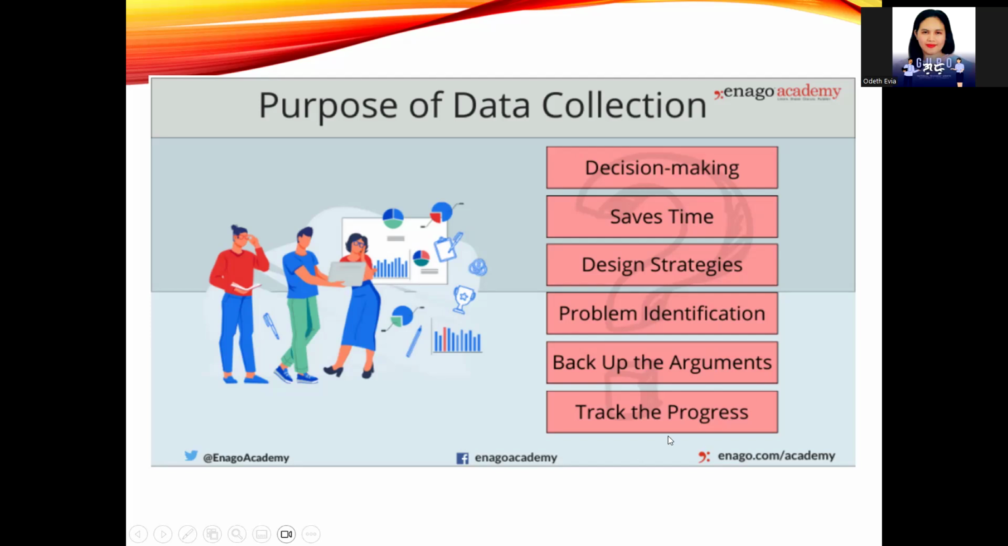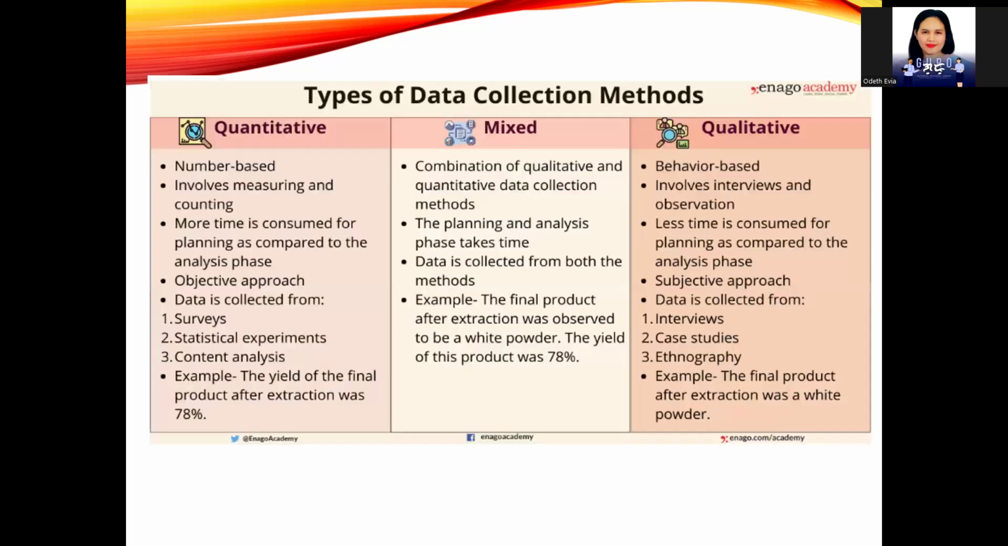And the last one is to track your progress. Your data collected can give information on how you can further improve your product in the case of the entrepreneur, or in case of the students. Your data gathered can give vital information on how you can track the progress and improve your product which you develop. So those are the purposes of data collection.